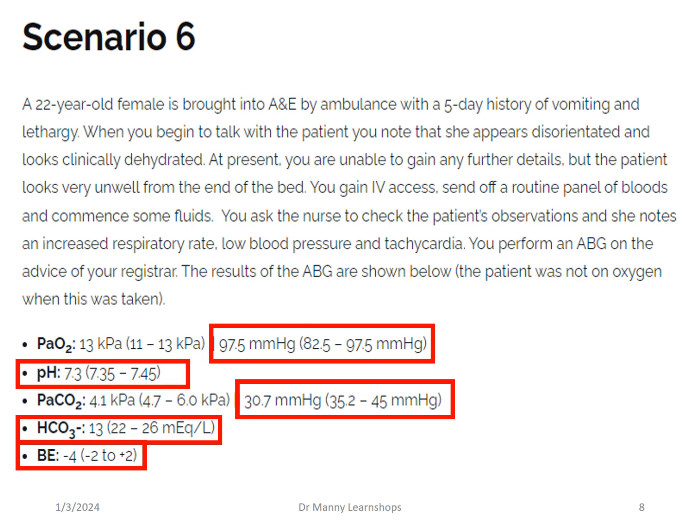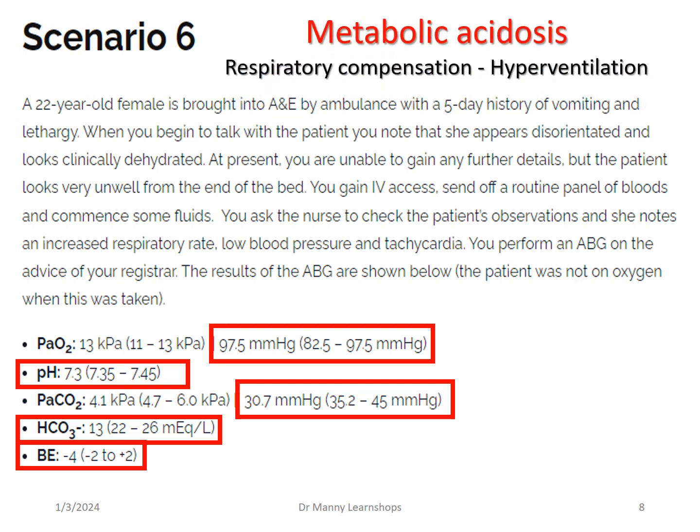The interpretation is a metabolic acidosis. You're using up bicarbonate. And you've got respiratory compensation where you've got hyperventilation. So this is a metabolic acidosis with respiratory compensation.